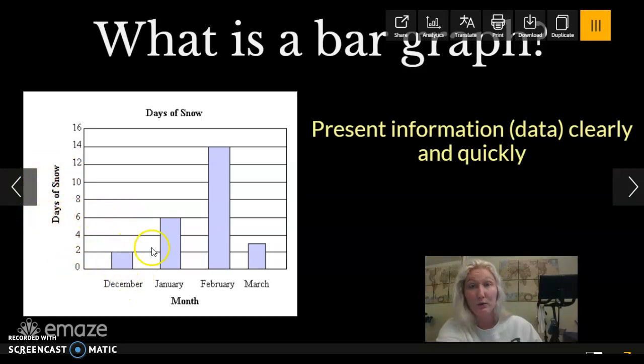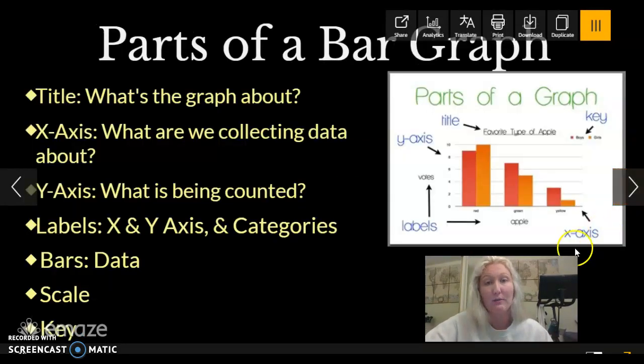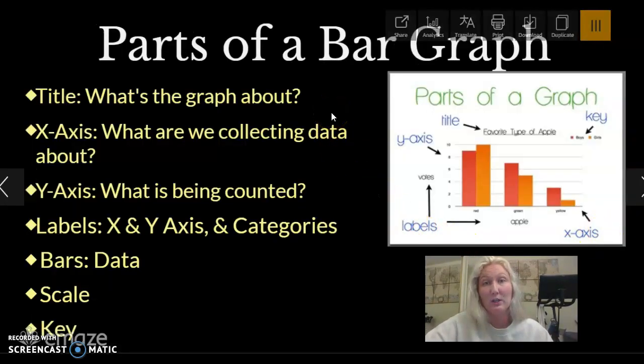So if we're reading this, December had 2 days of snow. January had 6 days of snow. February had 14 days, and March had 3 days. So it allows us to look at something and immediately know what we're looking at, okay? Helps present the data. When we are designing a bar graph, we have parts we need to consider.